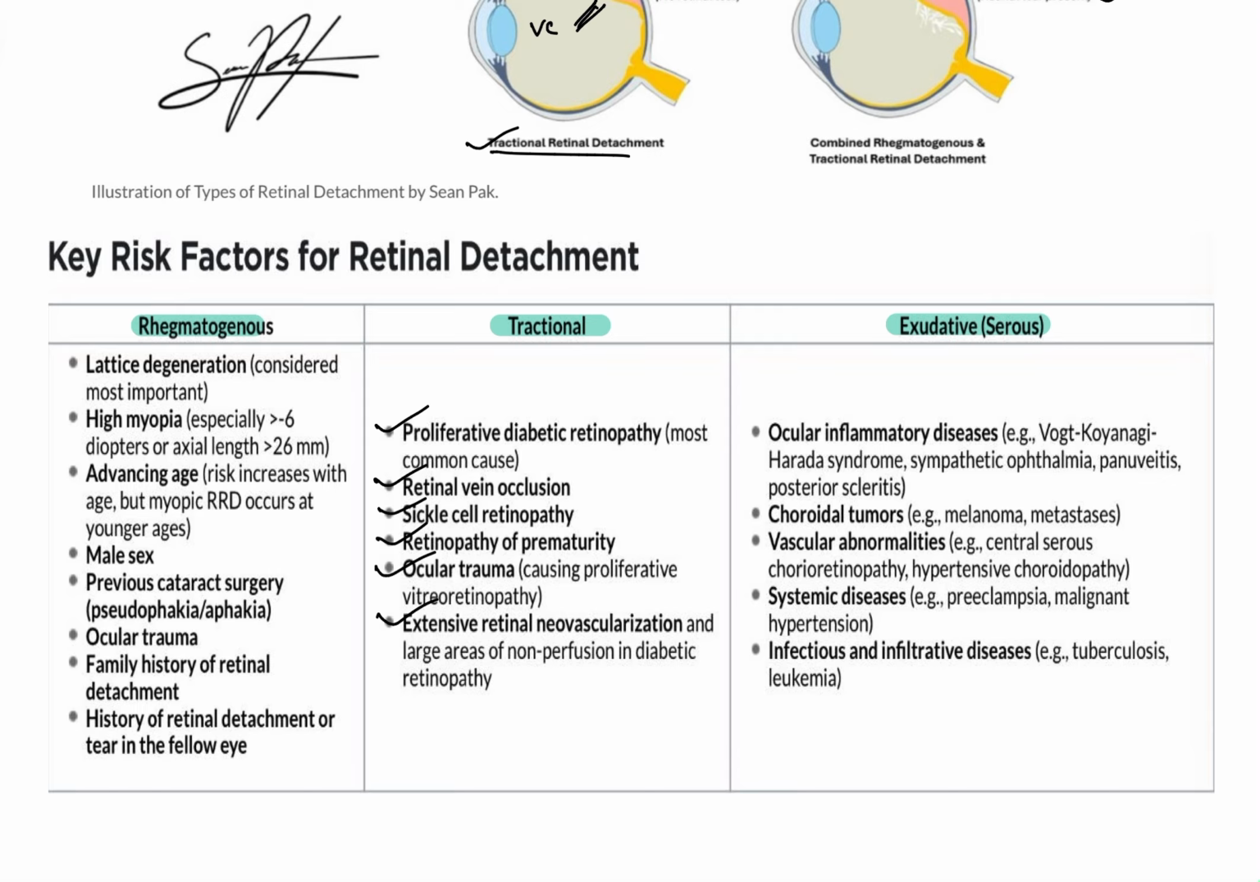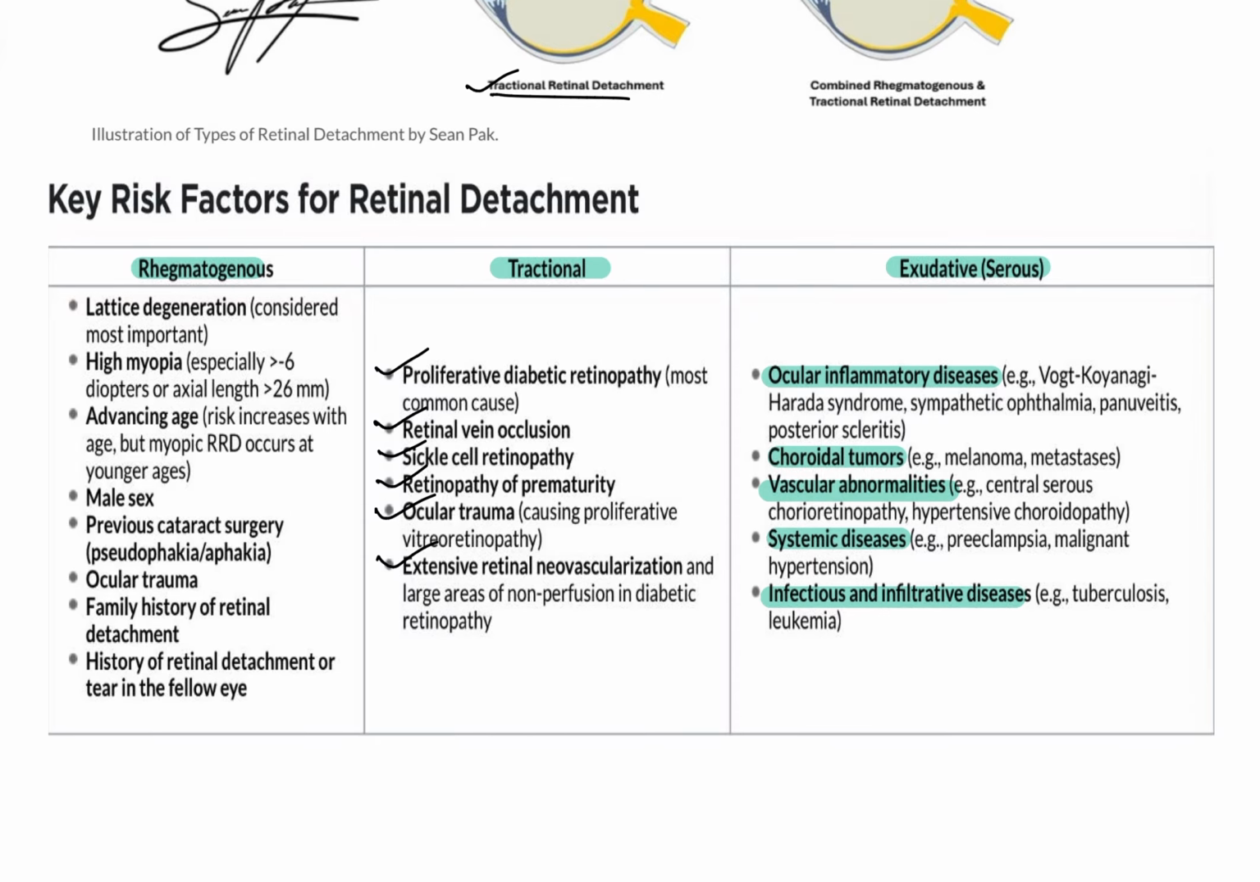Coming to the exudative, that is your serous retinal detachment, it has some causative pathology. The causative pathologies include some ocular inflammatory diseases like Vogt-Koyanagi-Harada syndrome, or choroidal tumors or vascular abnormalities, systemic diseases like malignant hypertension, preeclampsia, and some infectious and infiltrative diseases and causes. So this will lead to serous, that is your exudative retinal detachment.